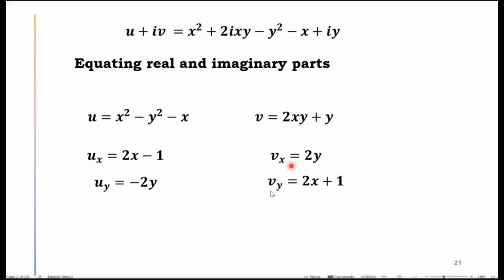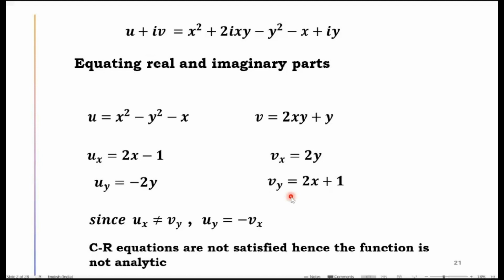So what about these functions now? Here we have 2x minus 1. Here we have 2x plus 1. Since ux is not equal to vy, CR equations are not satisfied. Therefore, the function is not analytic. Even though uy is equal to minus vx, ux is not equal to vy, so the CR equations are not satisfied. The function is not analytic. That is a minimum condition. CR equations have to be satisfied for the function to be analytic. So since ux is not equal to vy, the function is not analytic.